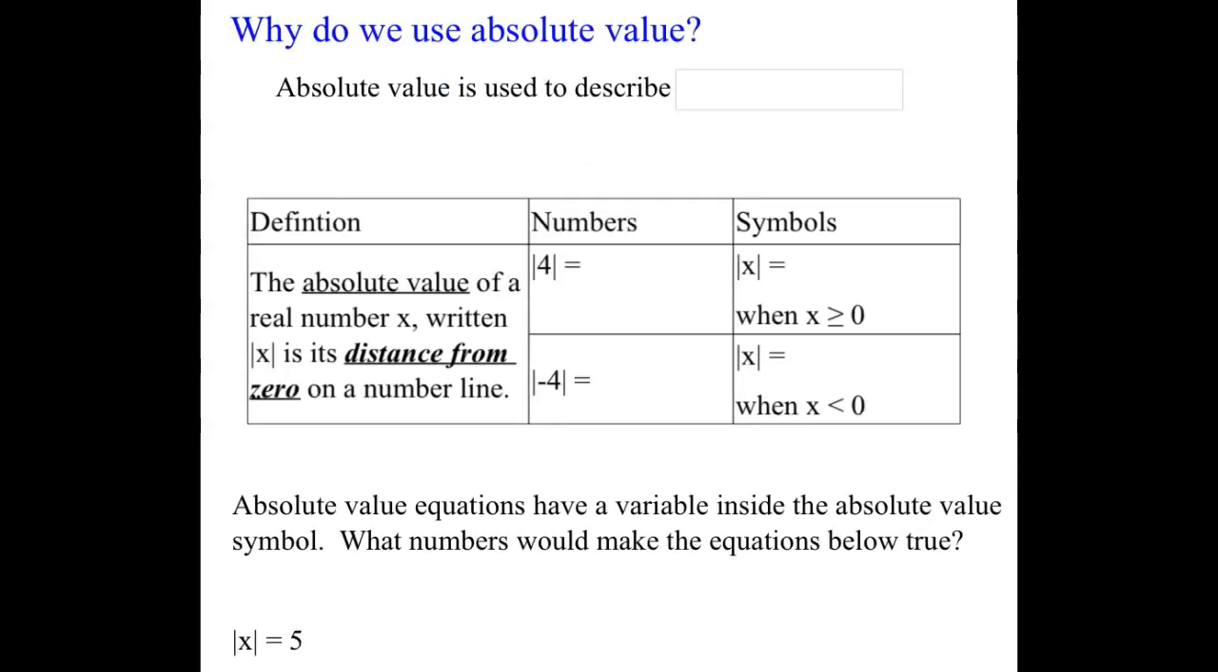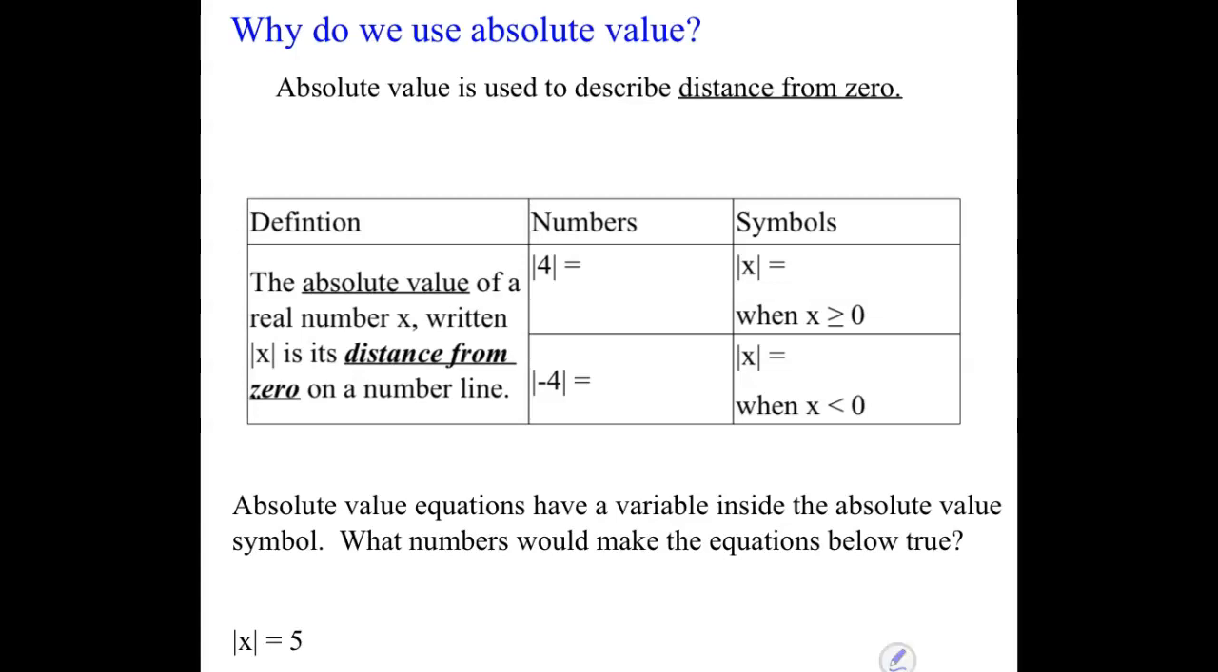What do we mean when we say absolute value? What comes to mind? Distance from zero. What else? What kind of answers do we get when we take the absolute value of them? Positive ones. Yep. So when we talk about distance from zero, it doesn't matter if we're going in a negative direction or a positive direction. We still count how many spaces, how many units we are from zero. Okay? So absolute value is used to describe distance from zero.